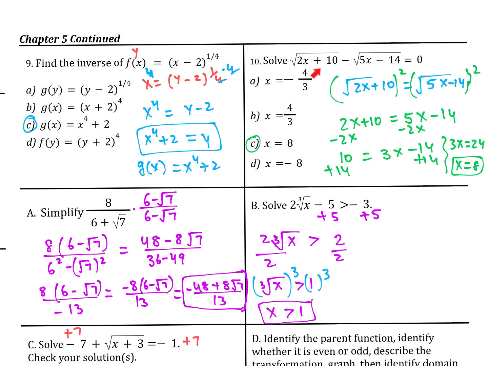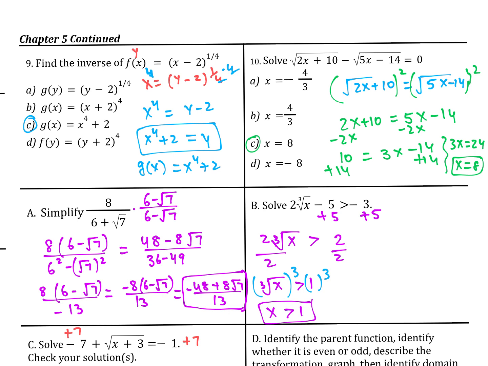For the next question, take the 5x minus 14 to the other side. If they are already on the other side, take the square on both sides to get rid of the square root. And then solve for x by subtracting 2x on both sides and adding 14 on both sides. You got 3x equals 24. Divide by 3, you got x equals 8.